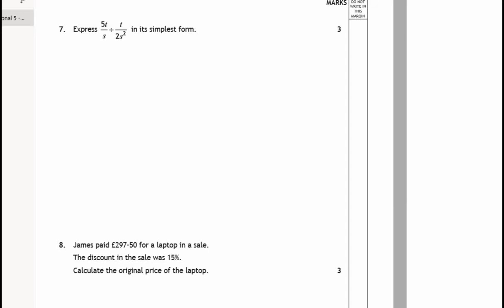Okay, question number 7. I can understand why folk might look at this and think this looks quite tricky. But at its core, what we've got here is a fractions question. I've been over, in the earlier videos, I think it'll be the first video, the different rules for fraction questions.